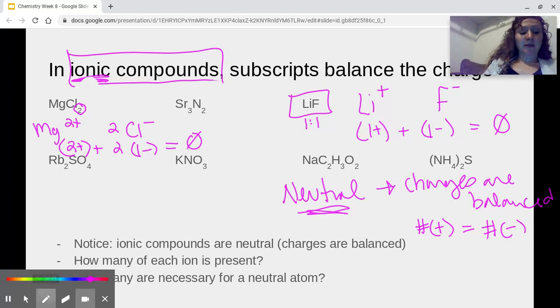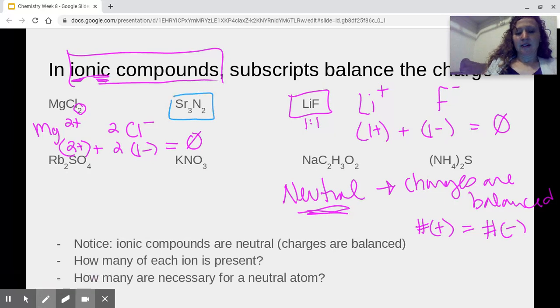Strontium nitride is even more complicated. So strontium is a 2+ charge. Nitrogen is a 3- charge. How many of each of these do we need to be neutral?